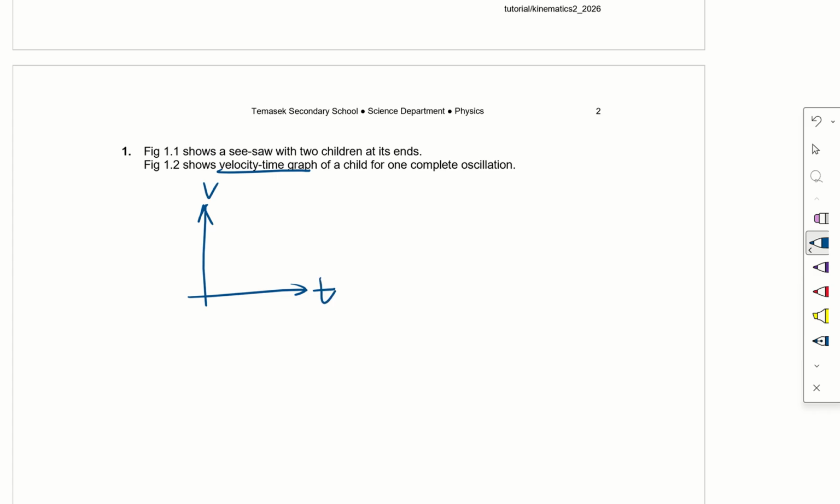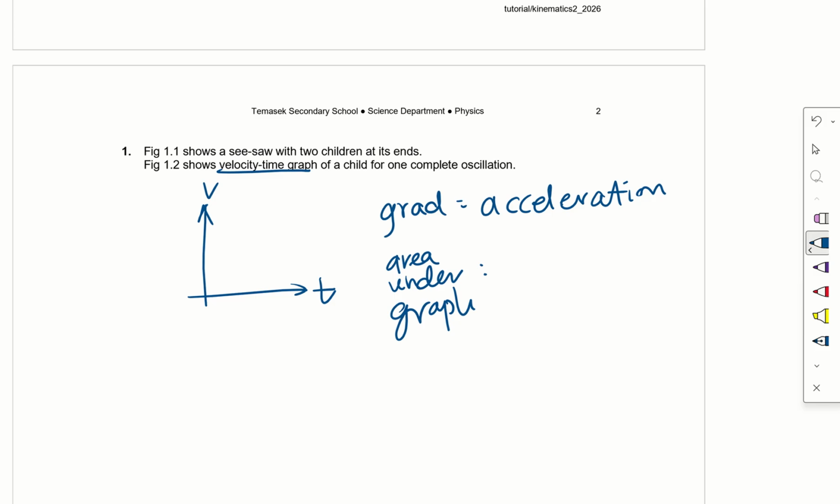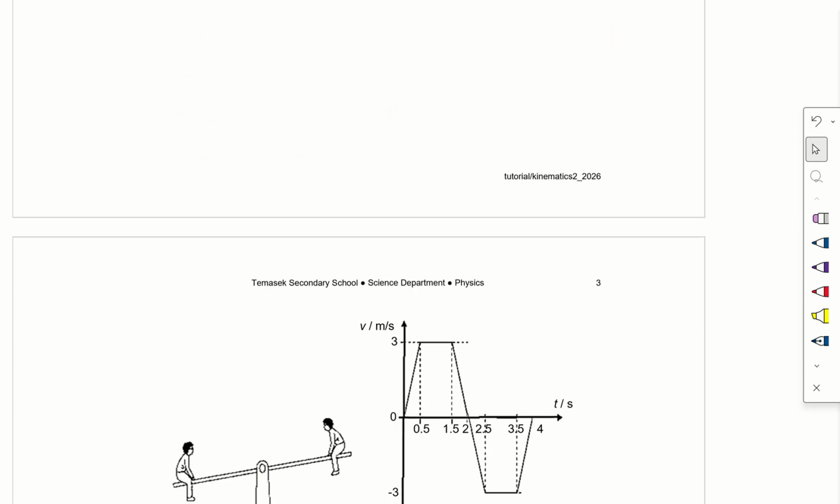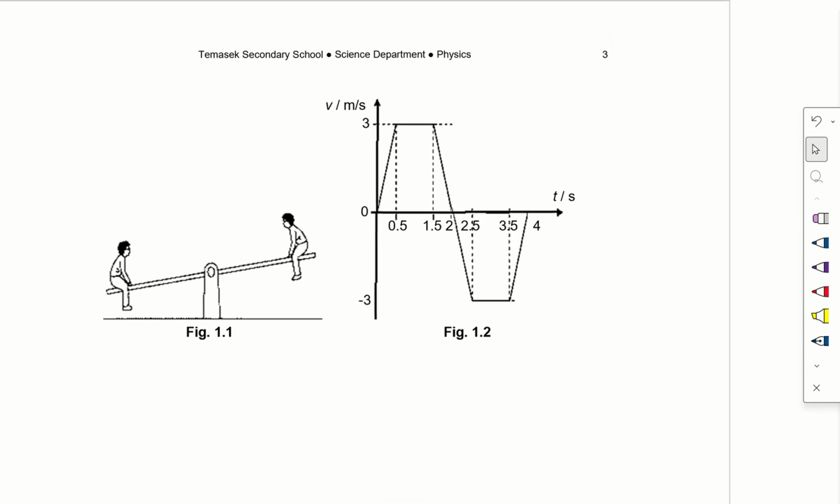If it's velocity time graph, the gradient represents acceleration. Do make the distinction between displacement time graph and velocity time graph. And the area under graph represents distance traveled or displacement. On top of that, you can also get the velocity information at whichever point in time. So this is how the graph looks like.